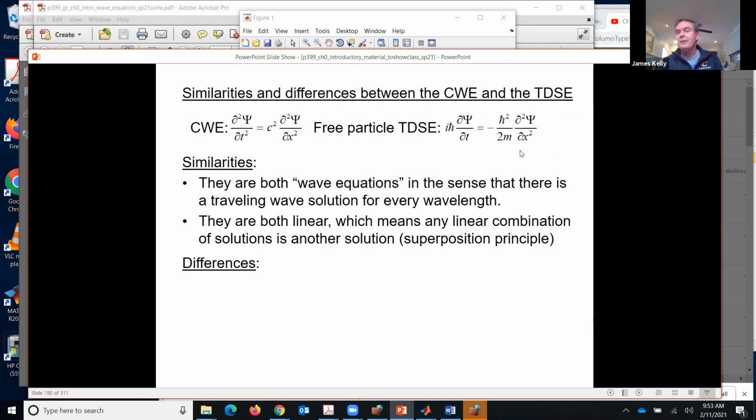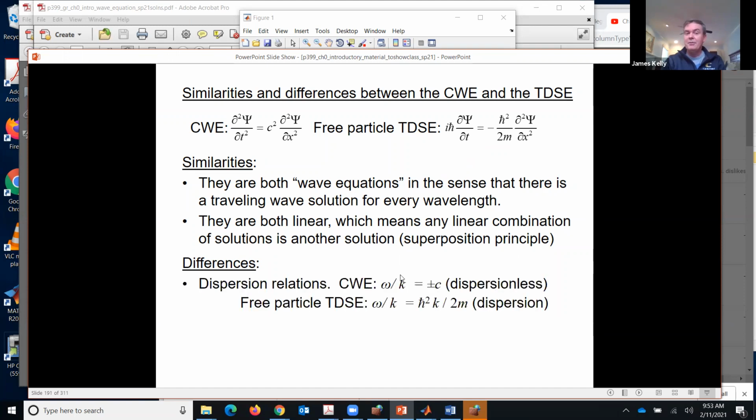Okay, they're also both linear. It's not clear, but the same way we prove linearity for the classical wave equation, you could show that for Schrodinger's equation too, right here, that if you have two solutions, any linear combination is a solution.